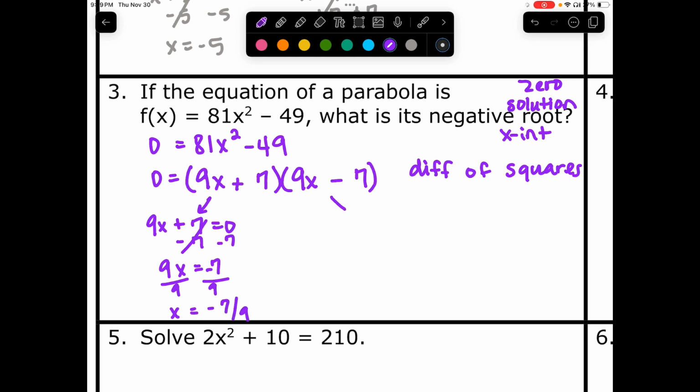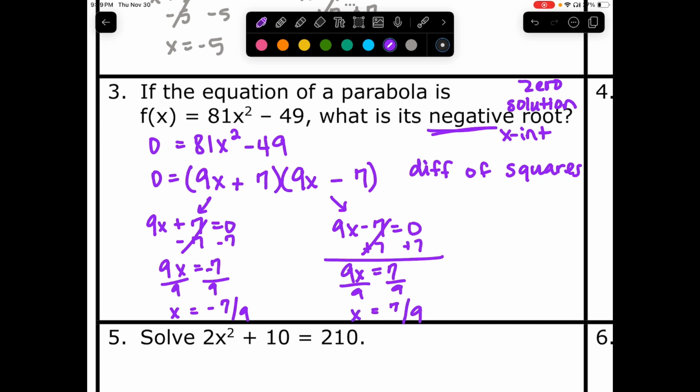And then I'm going to do the same thing for this factor. So that's 9x minus 7 equals 0. If I add 7 to both sides, that's going to give me 9x equals 7. If I divide both sides by 9, that gives me x equals positive 7 ninths. This is asking for the negative root. So there you go.